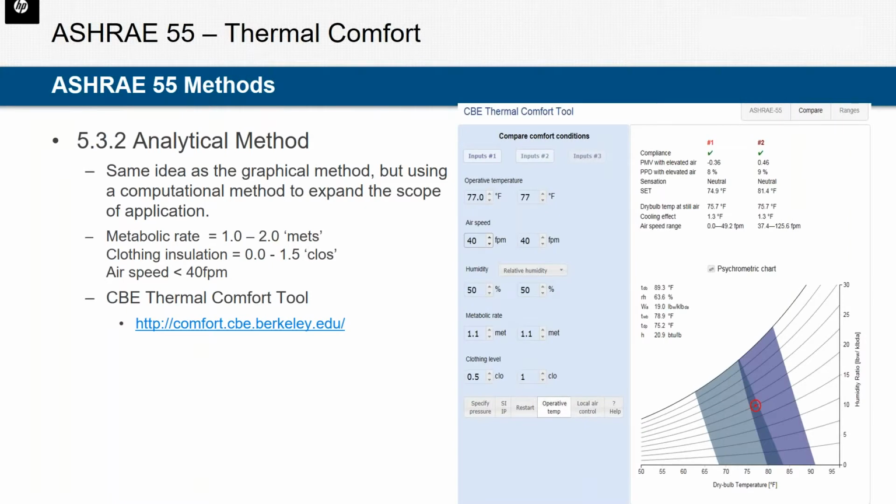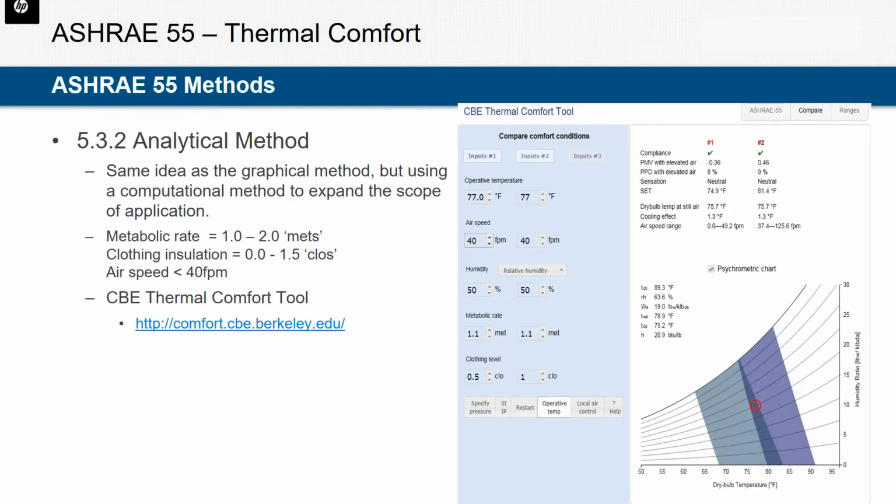Now, ASHRAE 55 has a handful of different methods for predicting thermal comfort. I won't go through all of them in this presentation, but one I like to highlight is what's called the analytical method. And you can actually use this one at home. What I have linked here is a thermal comfort tool from UC Berkeley, and it allows you to input all of our primary thermal comfort parameters, such as temperature, airspeed, humidity, metabolic rate, and clothing. And from there, it will actually generate a psychrometric chart based on your environment and tell you how close you are to the sliver in the middle that would be considered comfortable.